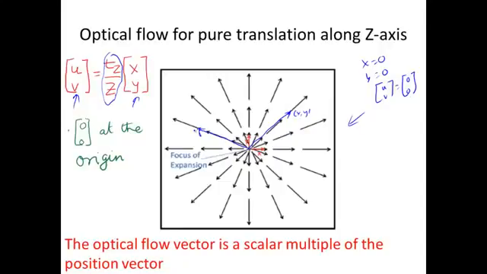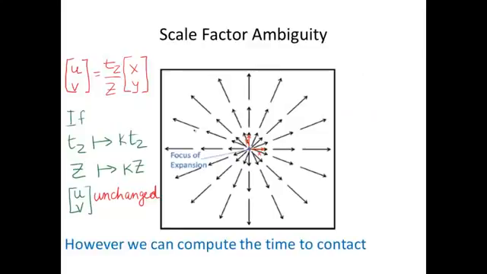And this proportionality factor is tz upon z. So that's a very nice property of the optical flow field. The lengths of these vectors are proportional to tz upon z, and let's try to get a better understanding of that. There is one little problem which confronts us in our analysis of the optical flow field corresponding to pure translation. This property is called the scale factor ambiguity.